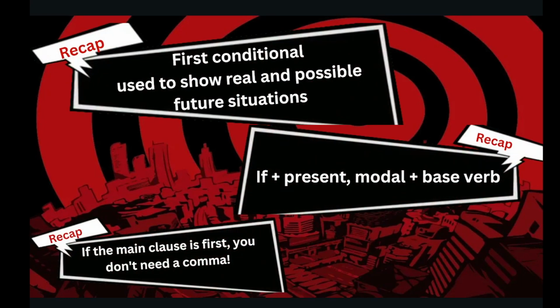So the first conditional is used to show real and possible future situations if certain conditions are met. To form the first conditional, you'll need this grammatical structure, which is if plus present tense, followed by a comma, and then you have a modal plus the base verb in the main clause. Now, if the main clause is first, you don't need a comma. But if the if clause is first, you have to have a comma after the if clause because it's a dependent clause.